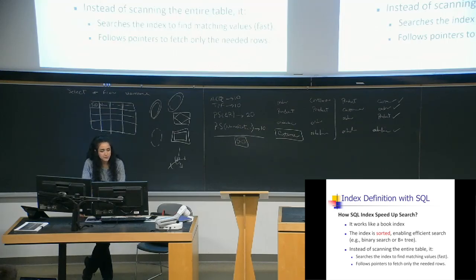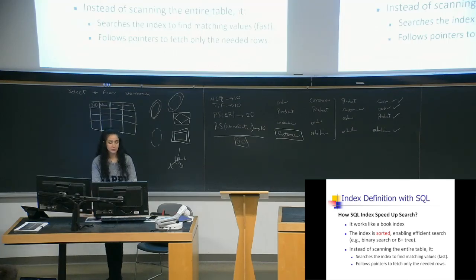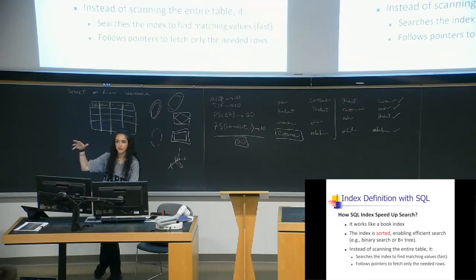How does an SQL index speed up search? As I said, it works like a book index. The index is sorted. This is important because this will help you understand the next slide when I'm explaining how index is helping speed up the search. Because the index is sorted, it helps efficient search. Without an index on a column, it's unsorted, okay? Now, instead of scanning the entire table, it searches the index to find the matching values and then follows the pointers to fetch only the needed rows.